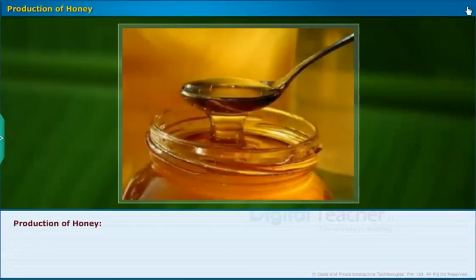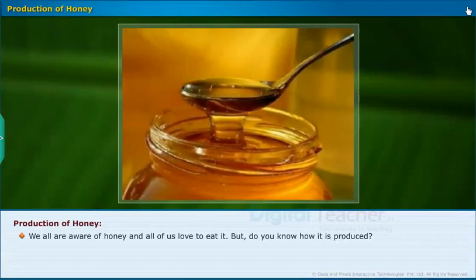Let us study how honey is produced from bees. We all are aware of honey and all of us love to eat it. But do you know how it is produced? Well, let us learn about it.